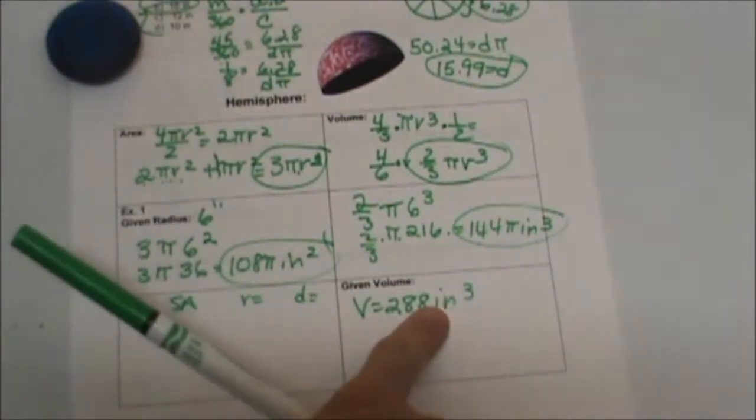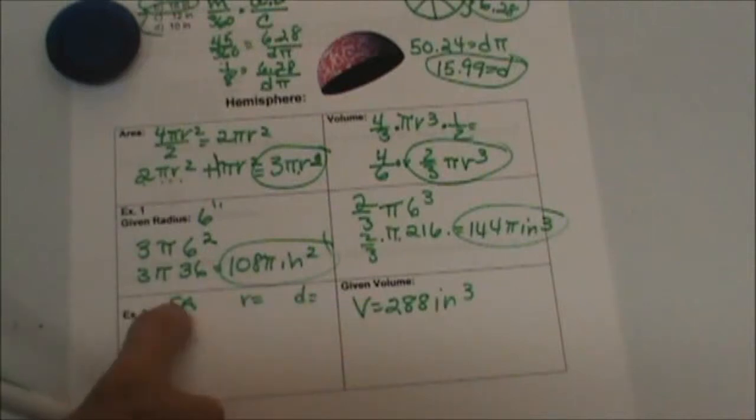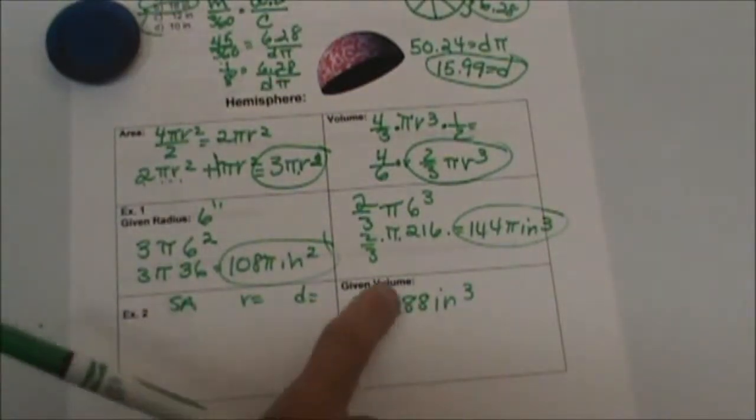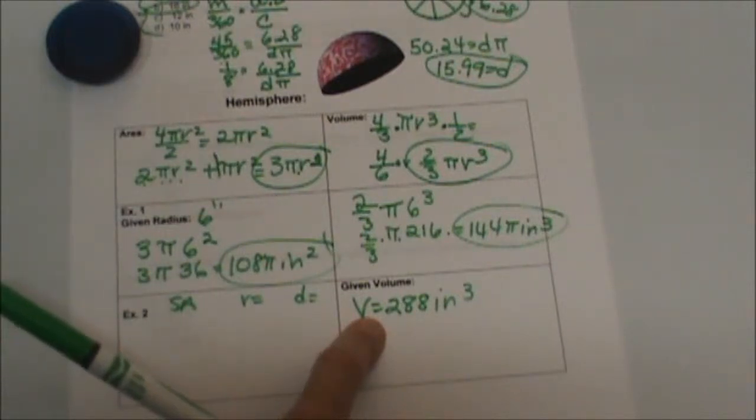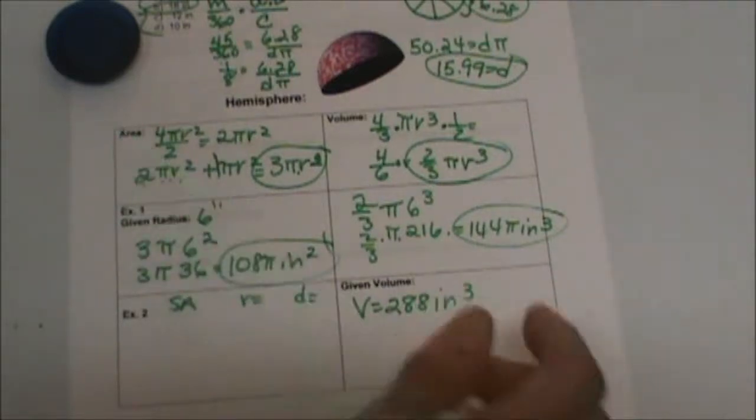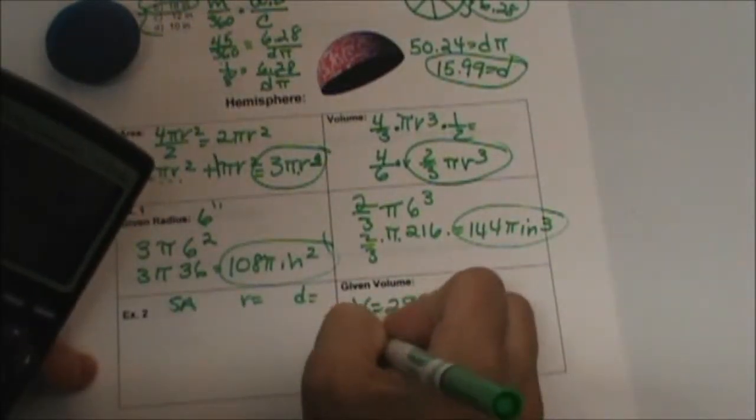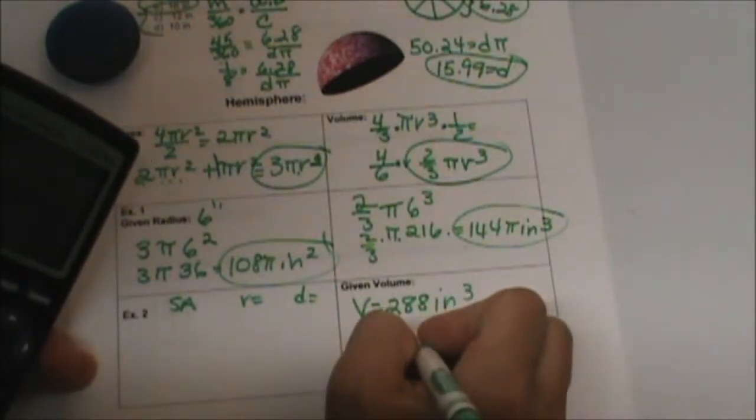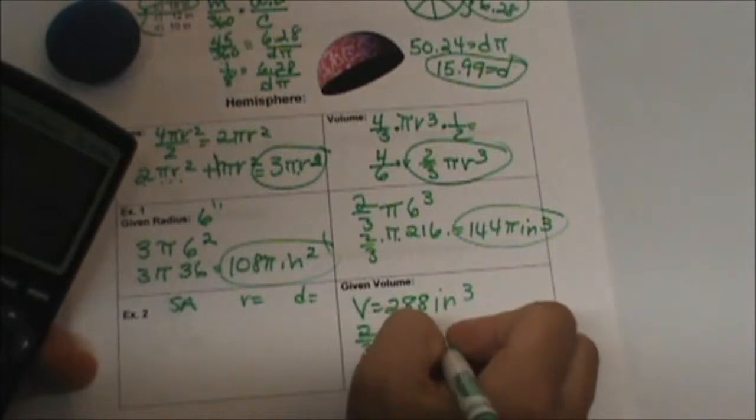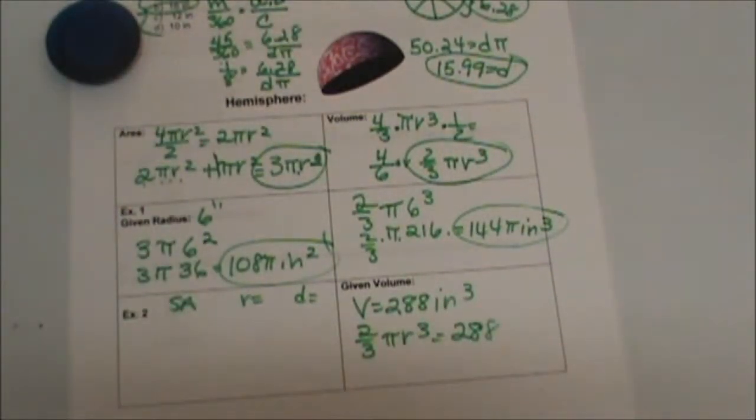When we do that, we're always going to have to go backwards and find those linear measurements first and then work towards the surface area. Okay, so here's our volume. We're going to set the volume formula equal to 288 inches cubed. There's no pi in this one, and I wanted to do one without a pi just to show you. So we have 2/3 pi times radius cubed equals 288. So there's no pi to cancel out.